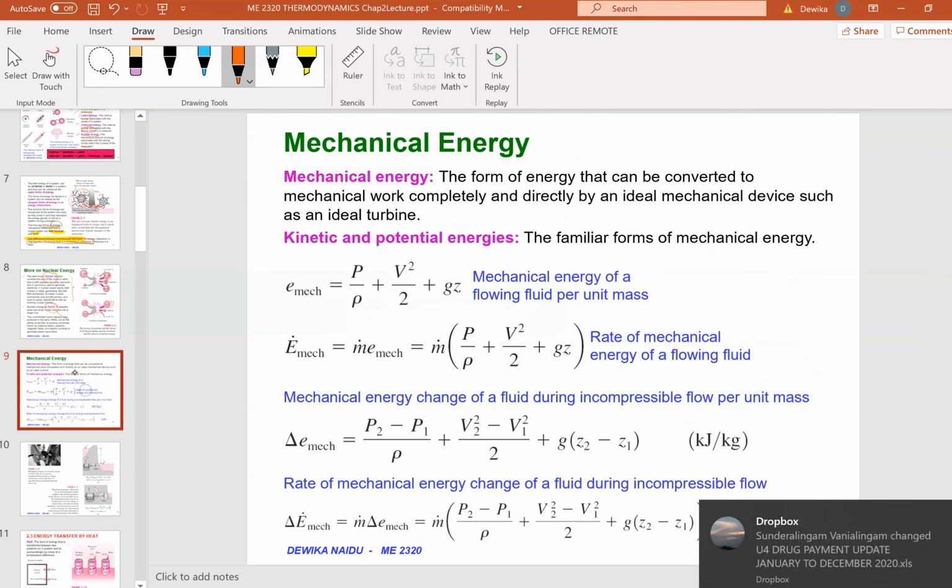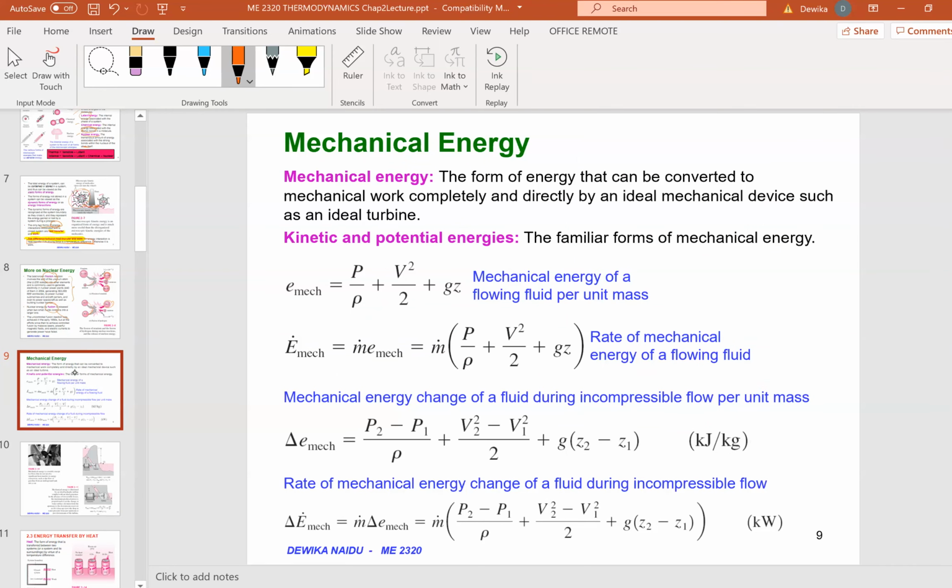Okay, now next we'll be going into mechanical energy. So mechanical energy is your kinetic and potential energy, and also mechanical energy due to the fluid movement. Okay, energy due to the fluid movement, we have pressure divided by density. Otherwise you know about your kinetic and your potential. The only thing that's different here is the fluid.